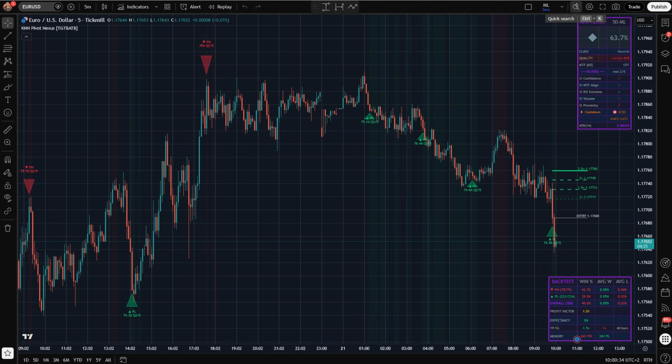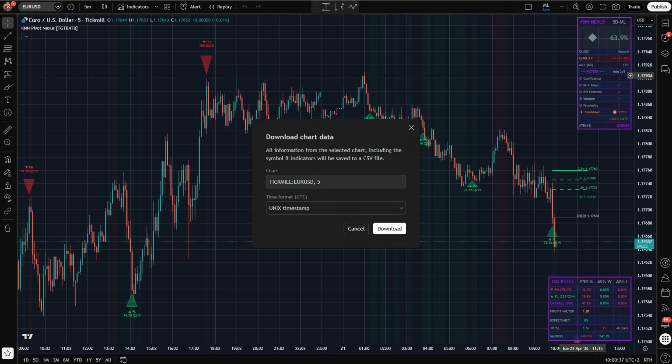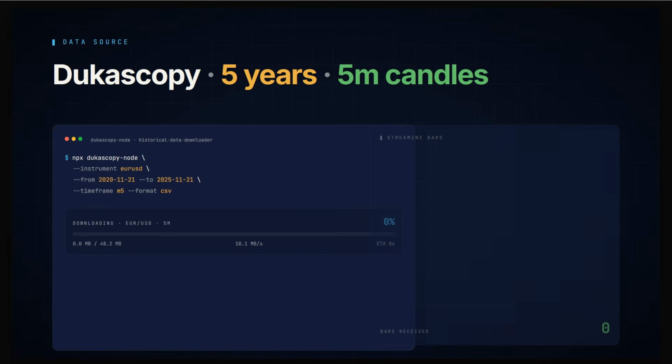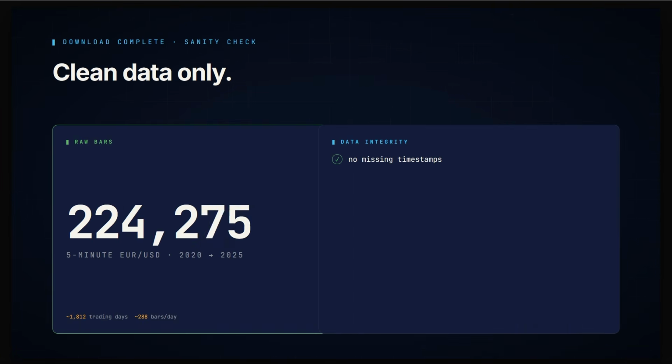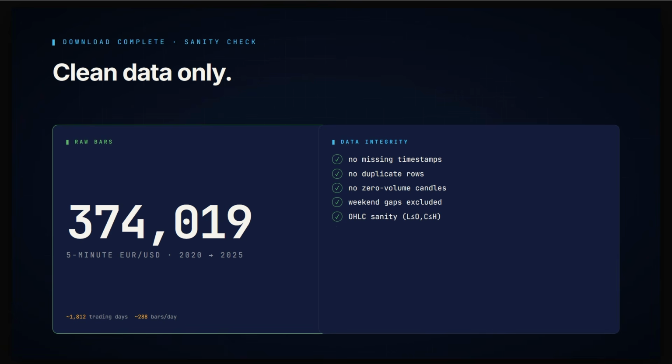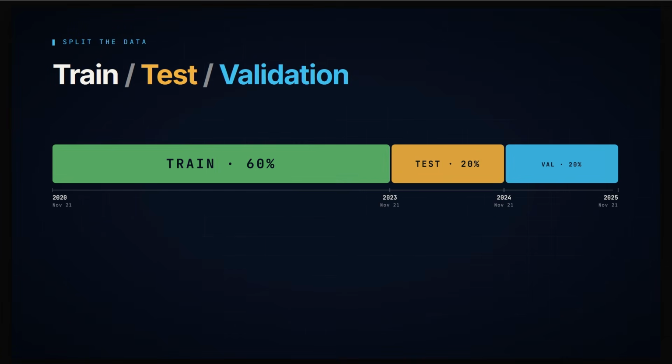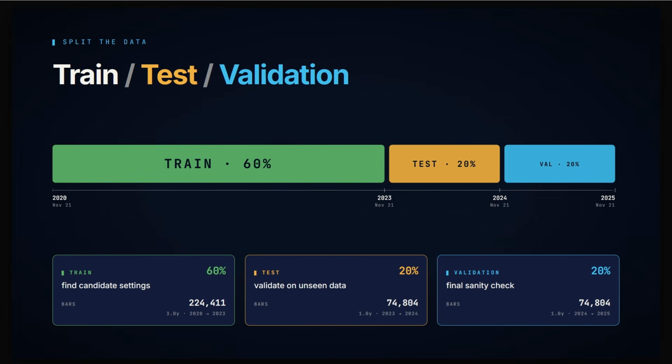In order to start backtesting and optimizing, we need data. You can, of course, download data directly from TradingView like this, or use ready-made APIs from free data providers such as Yfinance or Dukascopy. For this backtest, I'm going to use Dukascopy and I will download 5 years of 5-minute candlesticks. Depending on your internet connection, this should not take very long. After I finished downloading the 5 years or 370,019 raw bars of data and made sure that they only contain clean data, I want to split the data into a train set, a test set and a validation set.